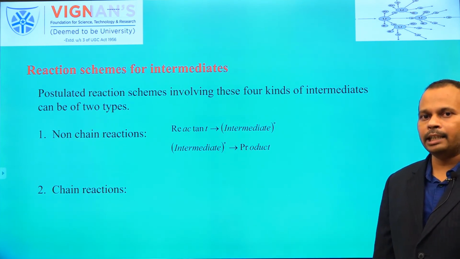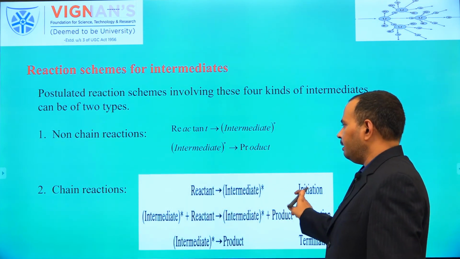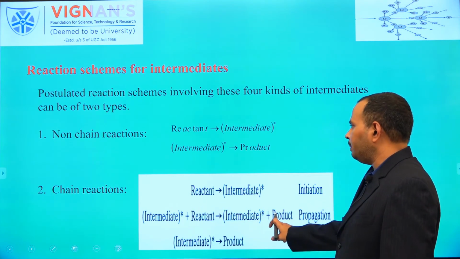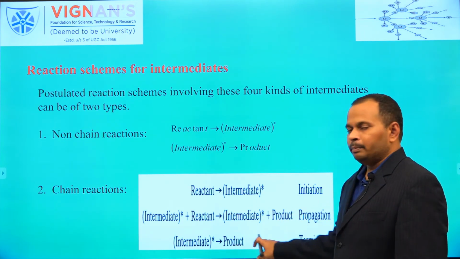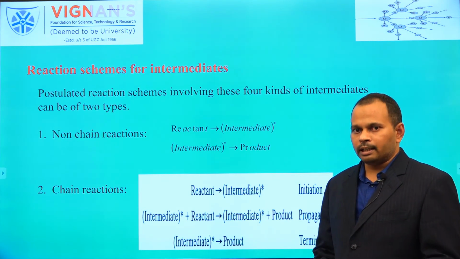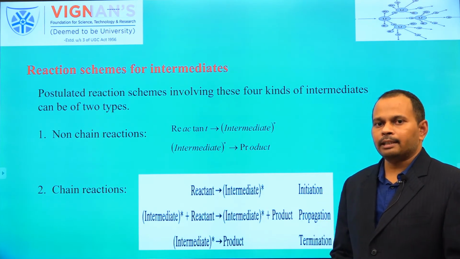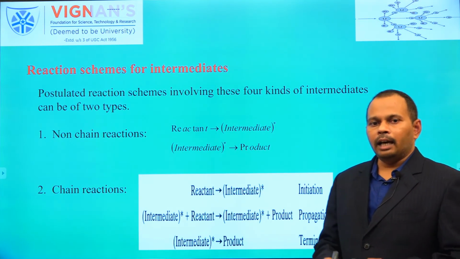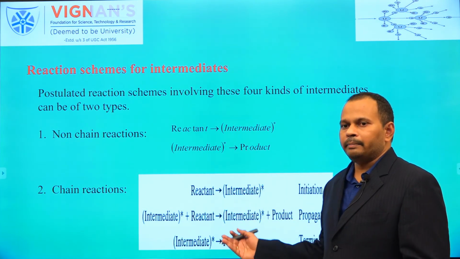The chain reaction mechanism takes place in three steps. In the first step, from reactant we have the formation of intermediate. This is known as the initiation step. Again this intermediate reacts with the other reactant and produces some more intermediate and the product. This is the propagation step. Finally, the intermediate disappears and produces the product. This is the termination step. So, the non-chain reaction mechanism takes place in two steps, and the chain reaction mechanism takes place in three steps: the initiation step, propagation step and termination step. So, the formation of the intermediates in a non-elementary reaction takes place as per the non-chain reaction mechanism or chain reaction mechanism.